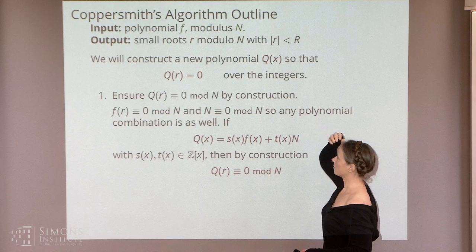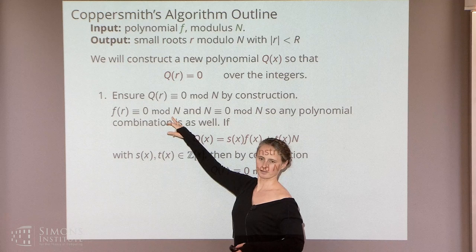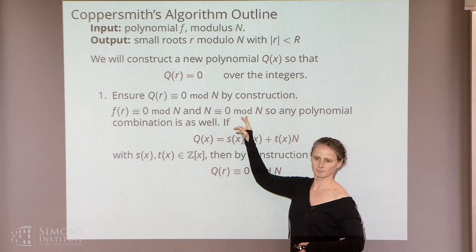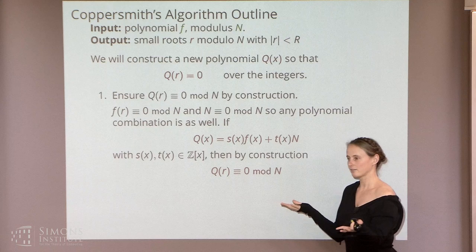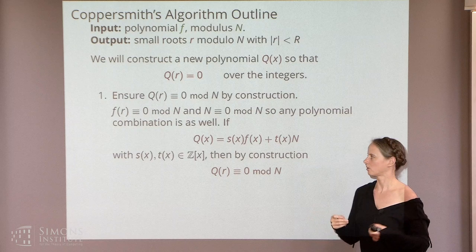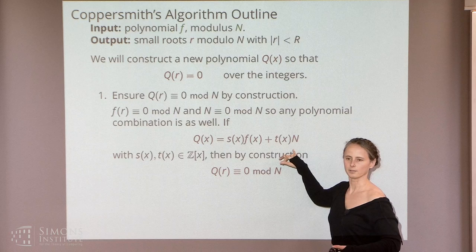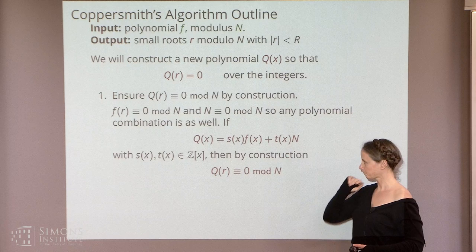So we know that f of r is 0 mod n because it is a root mod n. That's just our solution. We also know that n is 0 mod n. So any, for example, integer linear combination of these two is also 0 mod n. But also any polynomial combination of these two is 0 mod n. So we're going to take integer polynomial combinations of these two inputs, and we're going to try to construct our auxiliary polynomial from these two things.